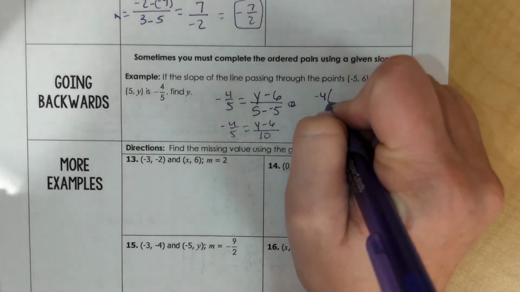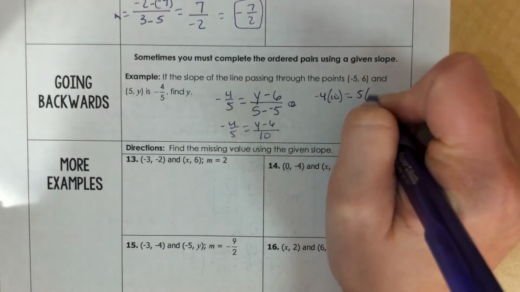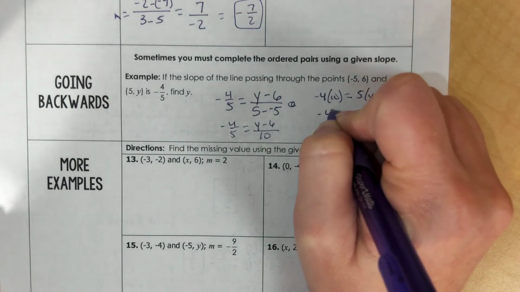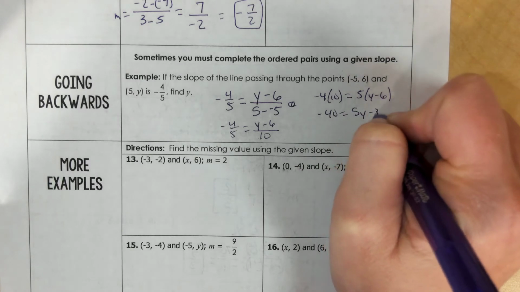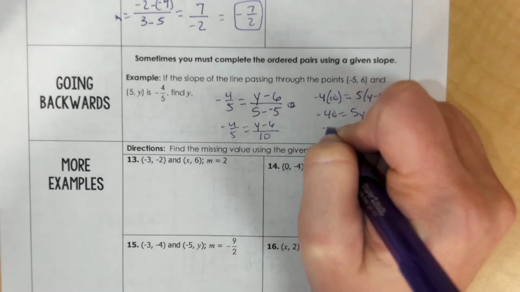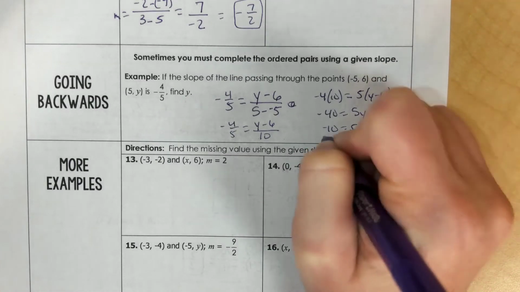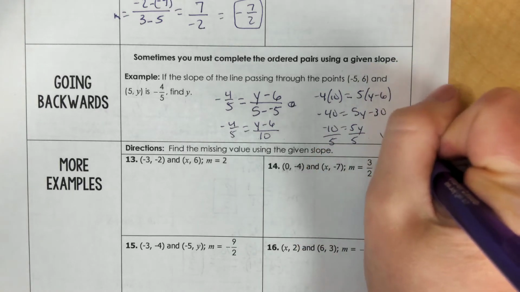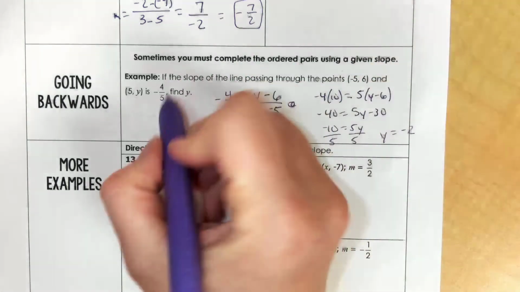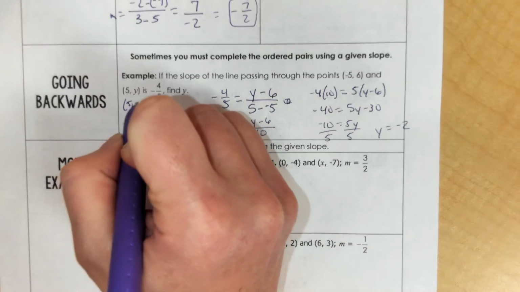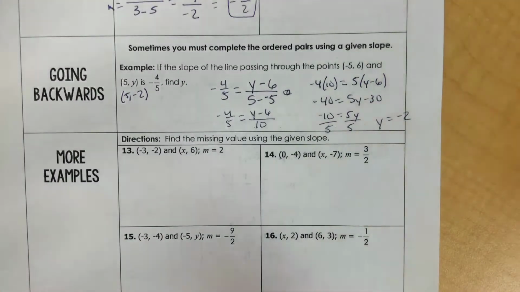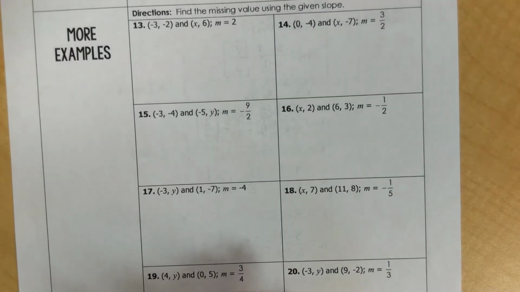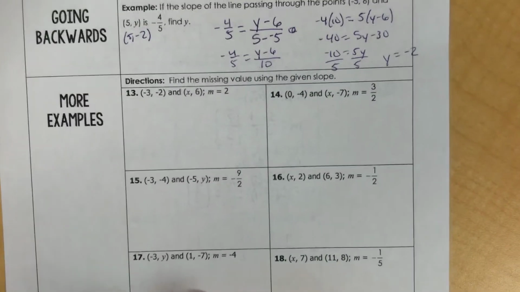So I end up with negative 4 times 10 is equal to 5 times y minus 6. So negative 40 is equal to 5y minus 30. Add the 30 over here and divide by 5. And so I find out that y was equal to negative 2. So our second point here was 5, negative 2. Okay, so sometimes we can use this information to work backwards when necessary.